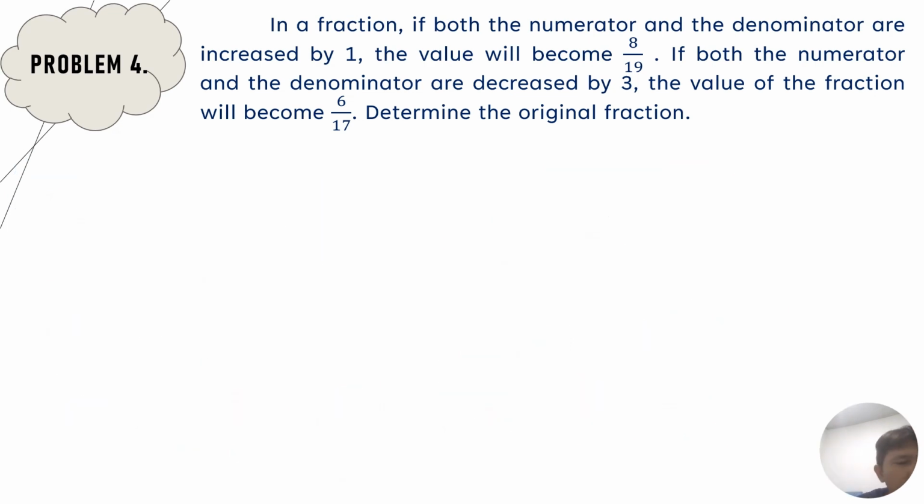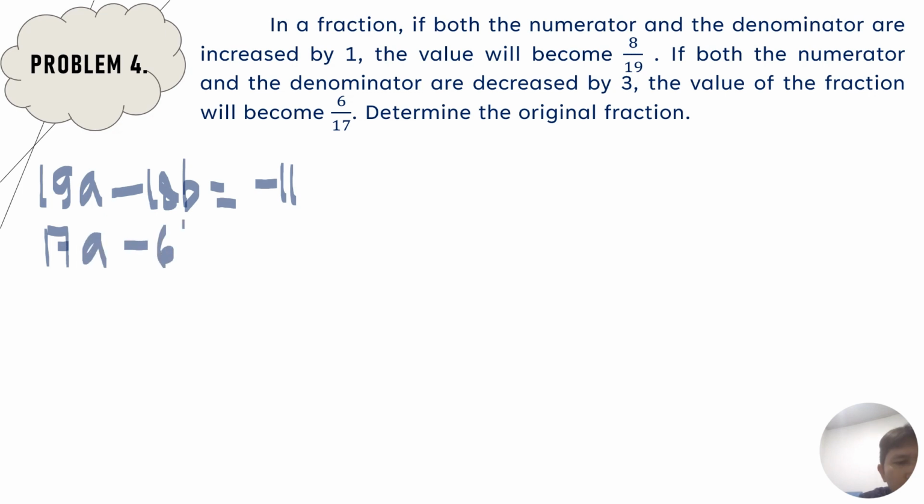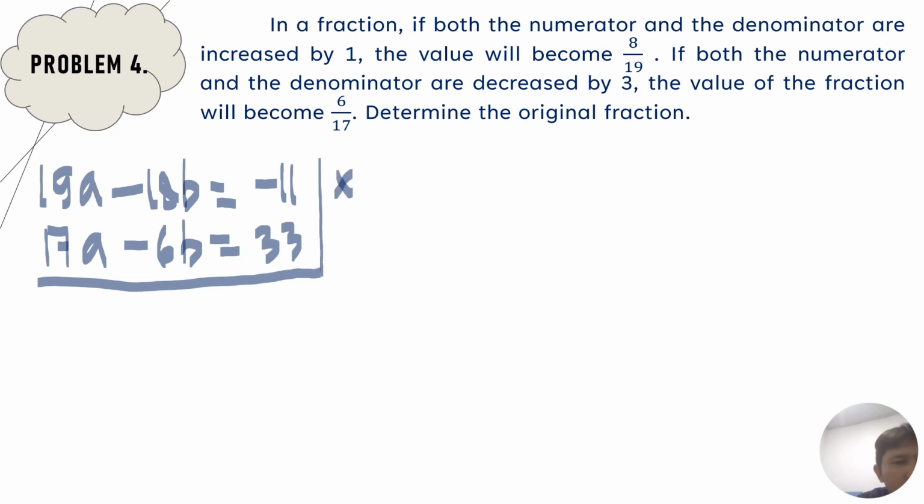Let us continue from the previous slide. We've got 19A minus 8B equals negative 11, and the second, 17A minus 6B equals 33. Okay, now we're going to eliminate the variable B. Wait a minute, sorry, it's supposed to be 8. Okay, then we continue. This is multiplied by 3, this is multiplied by 4.